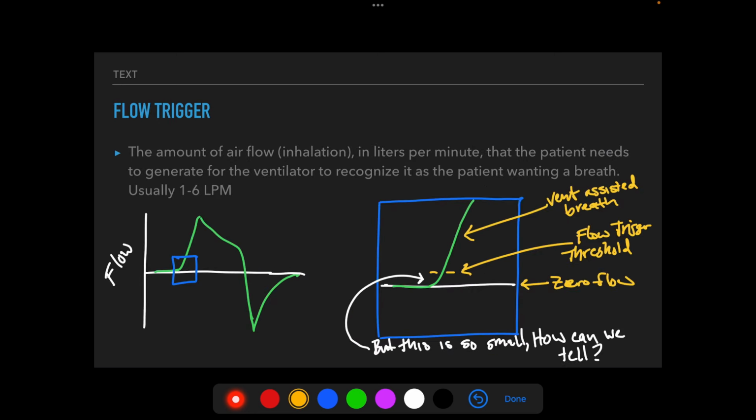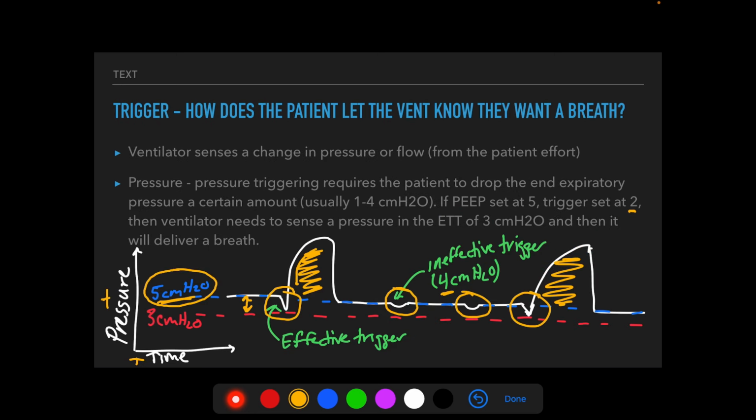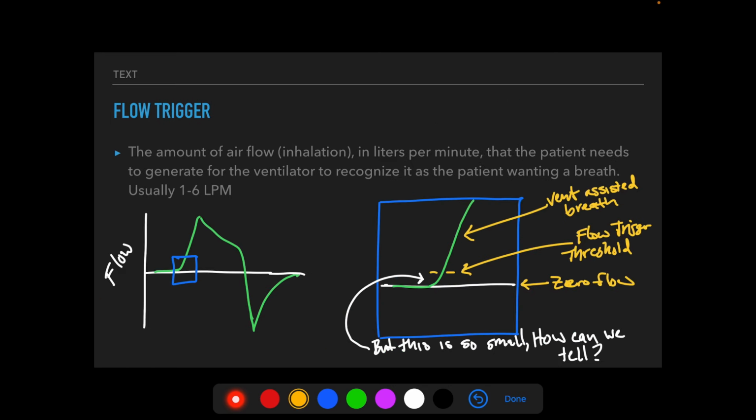You can also have flow triggering. It's pretty obvious to look at the vent, your pressure and time curves, or graph, and see when a breath gets triggered, right? Pretty easy to see here. Start off here with flow triggering. It's going to be a change in flow. Normally, on any inspired breath, the flow goes into the patient, and we have a flow trigger right here. How do we know? Because our flow trigger is usually like 1 to 6 liters per minute. It's really small.